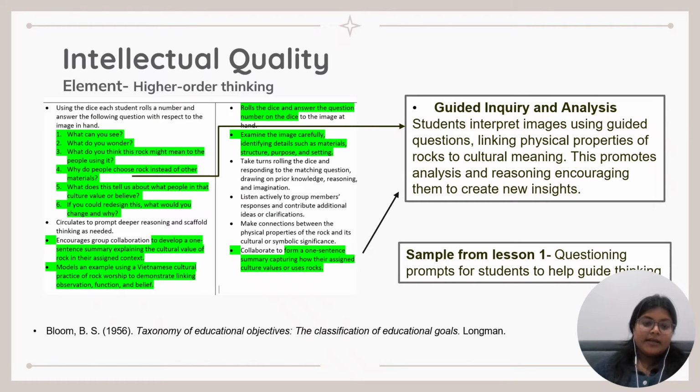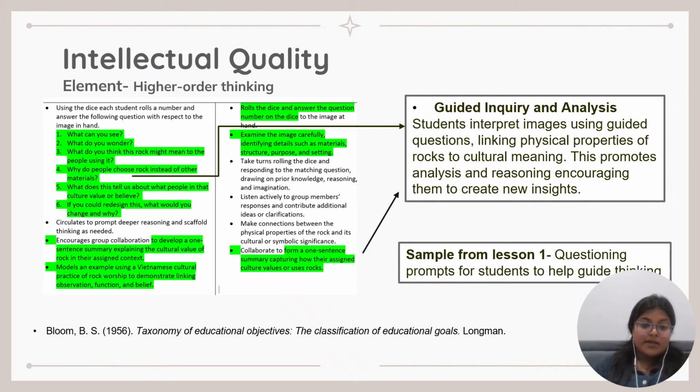Coming to the final dimension of the QTM, which is intellectual quality, I have chosen to talk about the element higher order thinking. I chose this element because it encourages students to go beyond memorizing facts and instead think deeply, so to analyze, evaluate, and create, which is very important in science as it helps students not only remember information but also understand why and how things work.